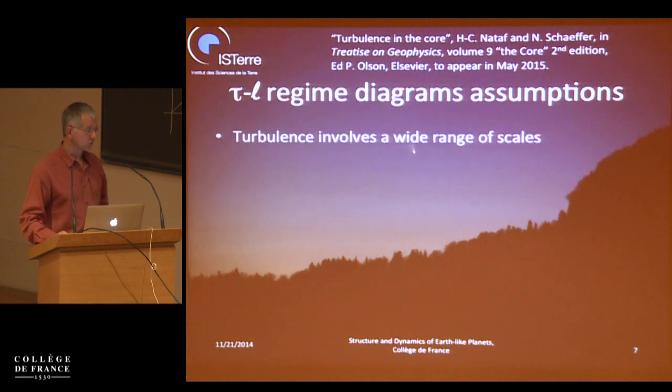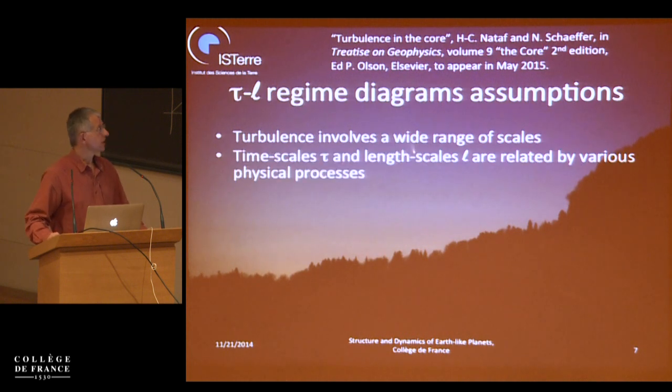The assumption we have for these regime diagrams is that we start from the idea that turbulence involves a wide range of scales. And time scales tau and length scales L are normally related by the various physical processes that link them. For example, we've seen this morning with Hans-Peter that the diffusion time is related, for viscosity, to the length scale at which it happens, like tau would be equal to L squared divided by nu in that case.